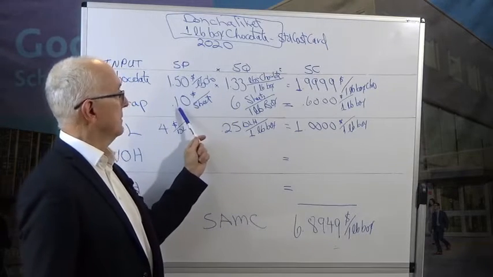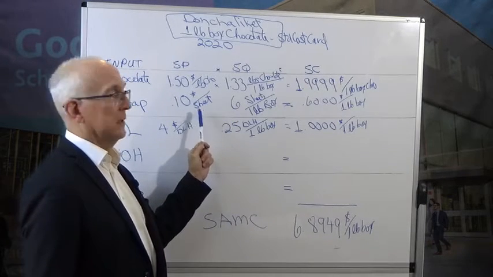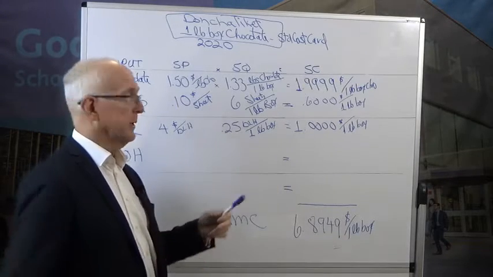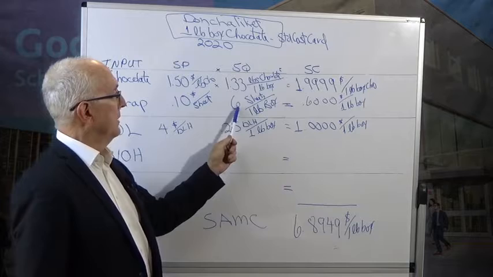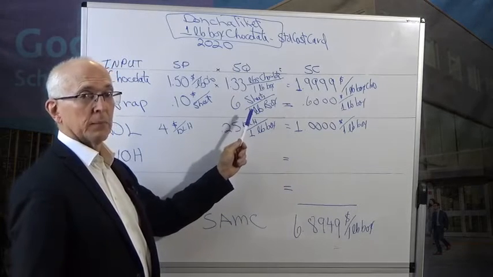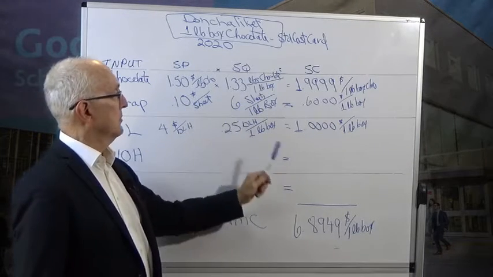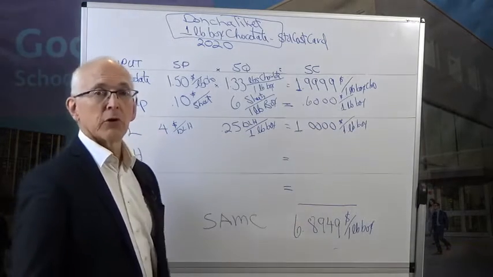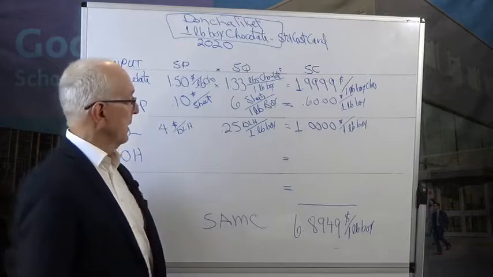And so what you have is 10 cents a sheet for the wrap. It's a big sheet. It gets cut up into little pieces. And then you have 6 sheets per 1 pound box. So 10 cents a sheet times 6 sheets per box is 60 cents, or actually $0.60 per 1 pound box.